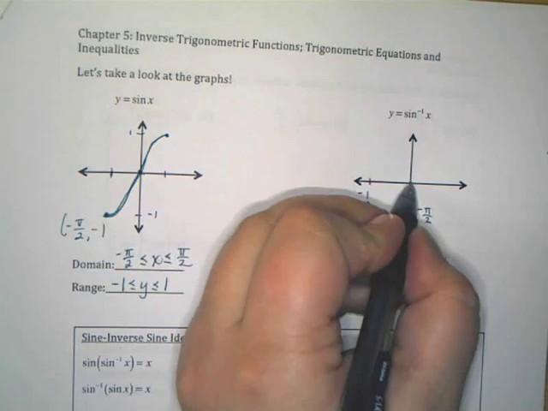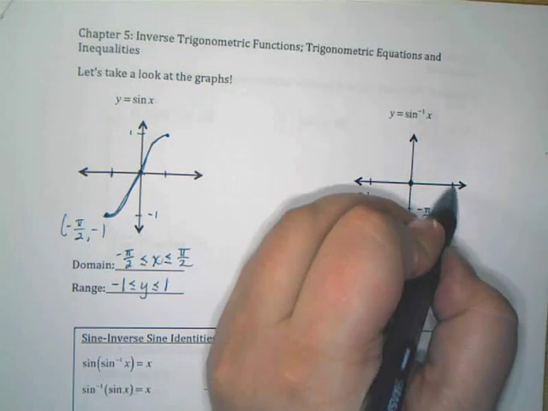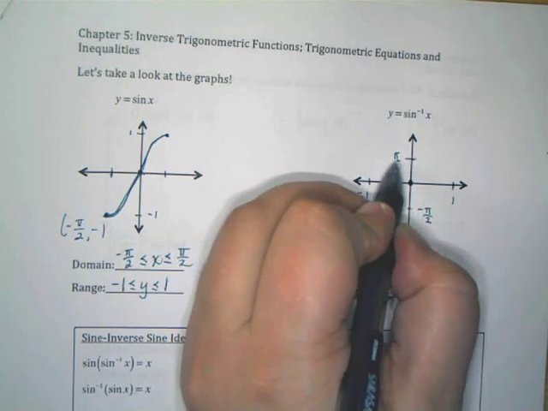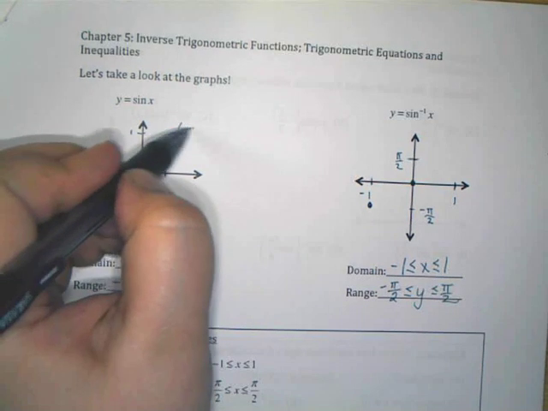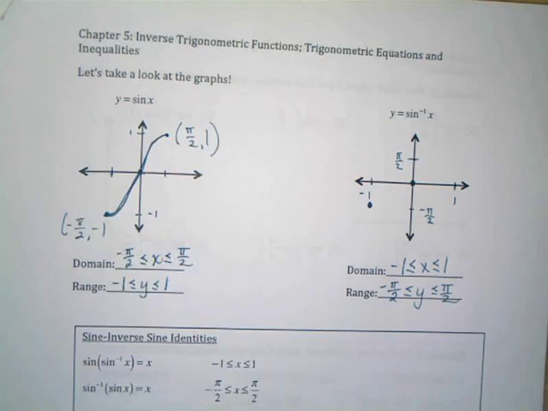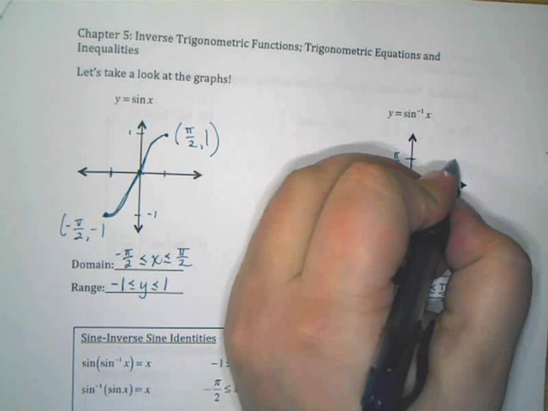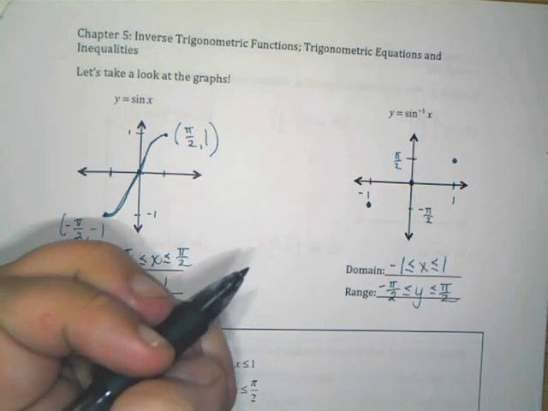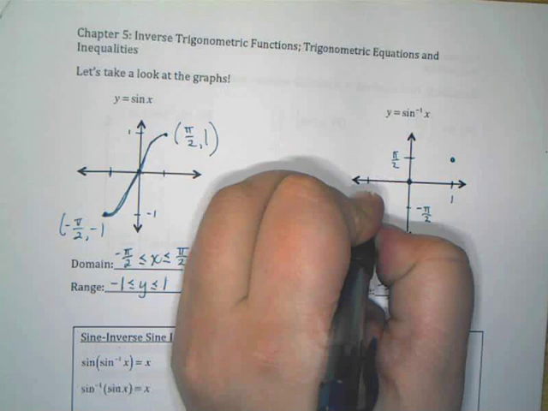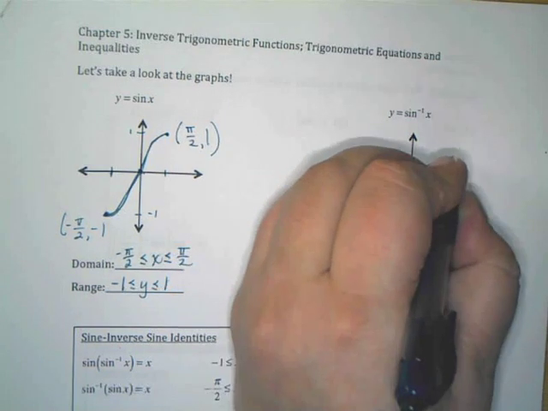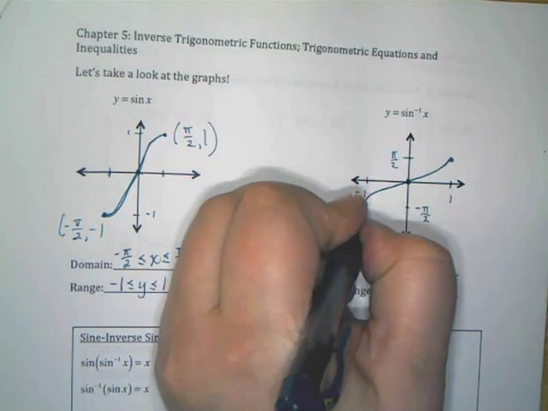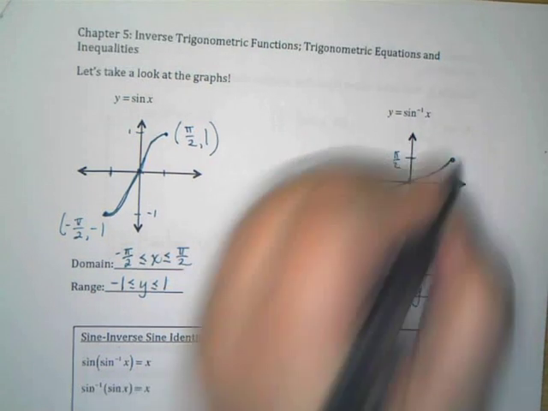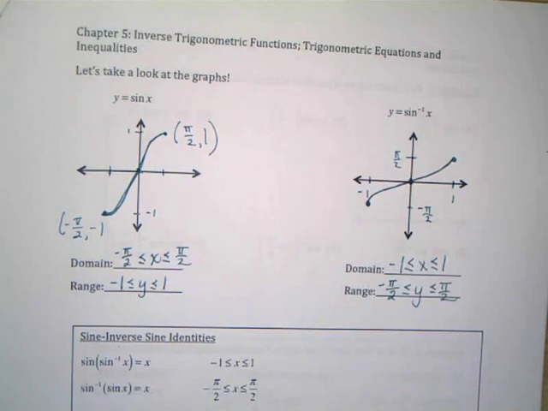0, 0 stays the same. And this point here was pi over 2, 1, so we're going to flip it, and it becomes 1, pi over 2. And the curve flips too, goes this way, actually. There it is. The book does this much nicer, but there you go.